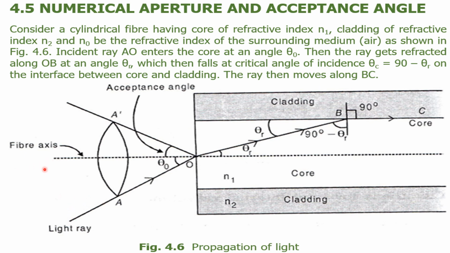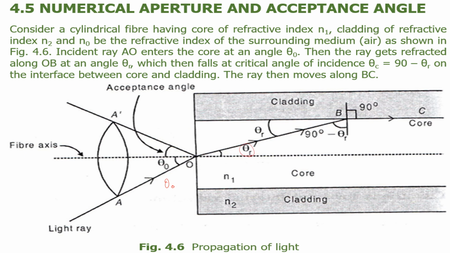So here I assume the refractive index of the outside medium to be n0, this is n1, and for the cladding it is n2. The light travels from a rarer medium to a denser medium, so automatically it goes closer to the normal. The fiber axis is the normal. With respect to the axis, the angle of incidence I am taking to be theta naught. Then it moves inside, and this angle I am taking to be theta r.